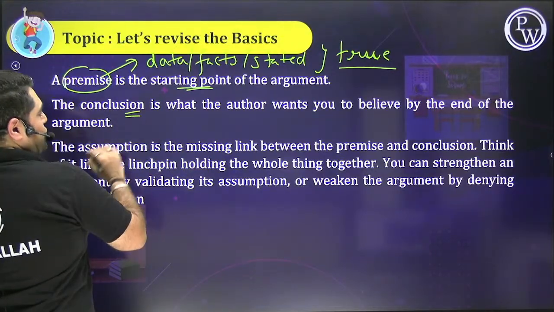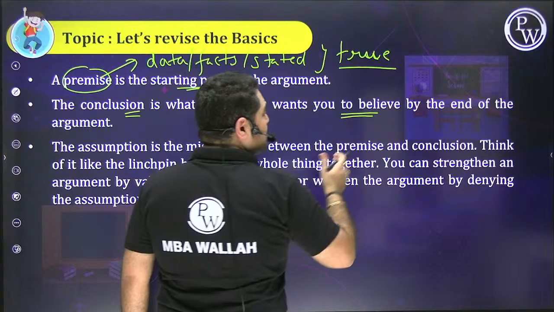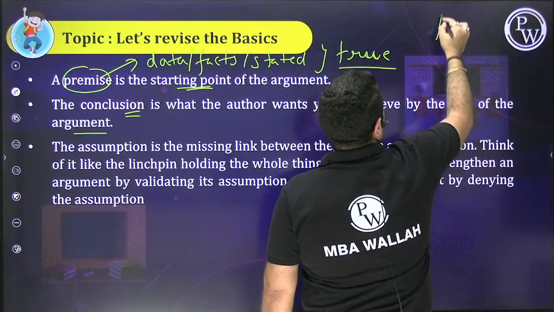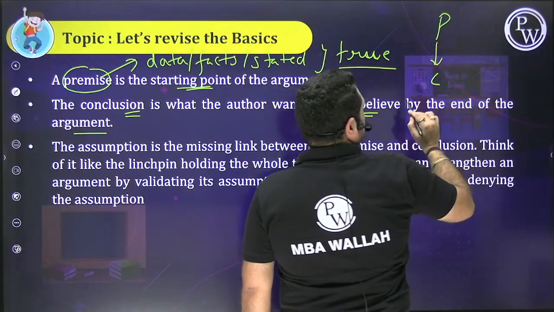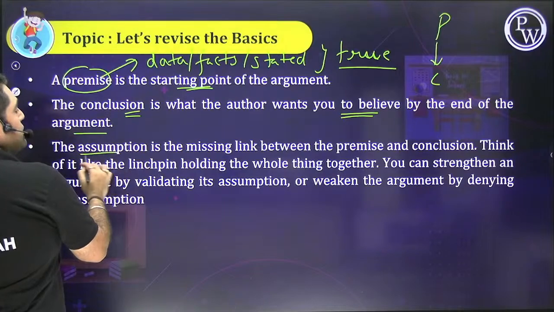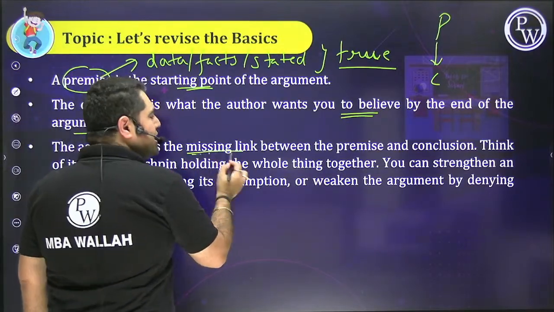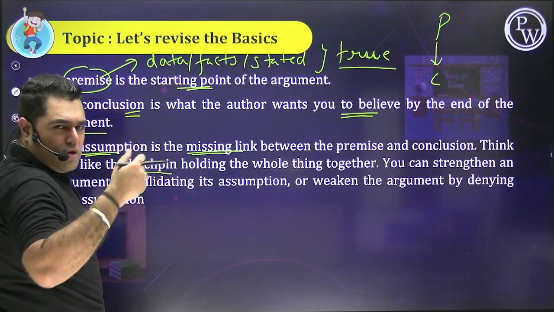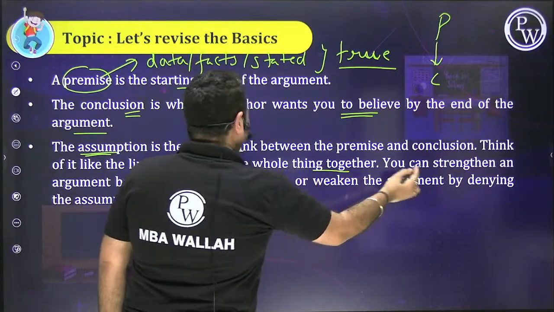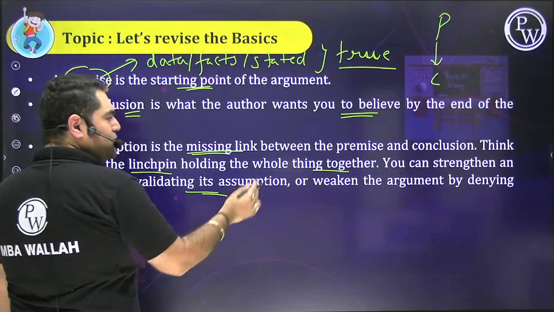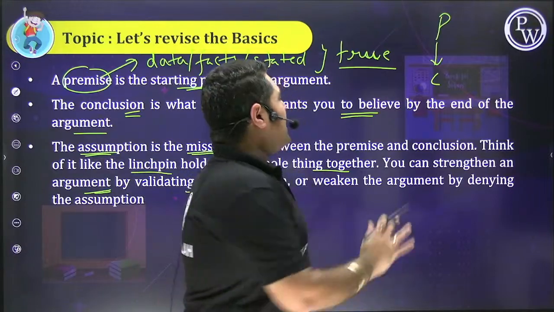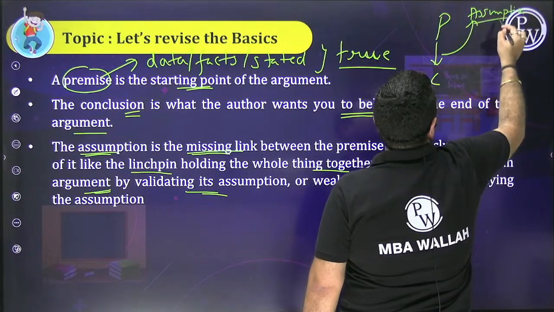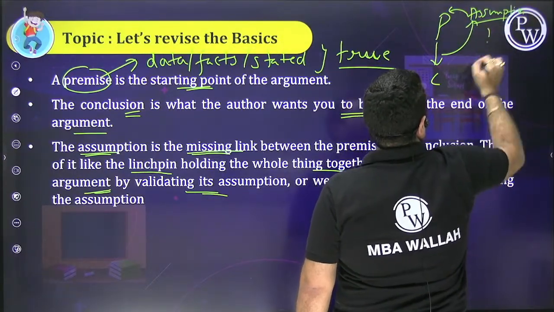Then we have the conclusion. Conclusion is what the author wants us to believe by the end of the argument. So broadly speaking, every argument of GMAT comprises a premise leading to a conclusion. Okay? And this is how it is. Achha. Now comes assumption. Assumption is this missing link between both of them. Okay? Think of it like the linchpin. Linchpin is the most important hidden point holding the whole thing together, and you can strengthen an argument by validating its assumption or weaken it. I'll explain in simpler terms. Assumption is here. Okay? Assumption basically is something that makes your premise more strong. It makes your conclusion more strong.